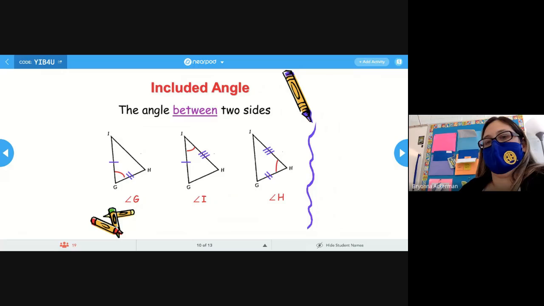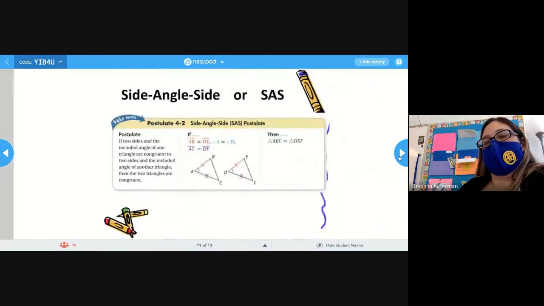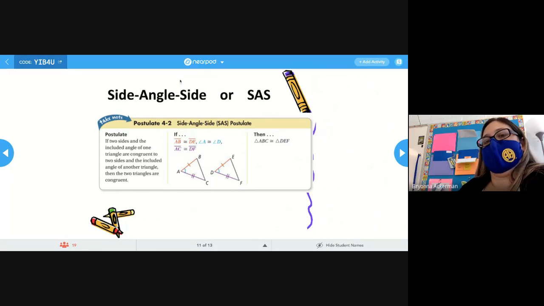Okay. All right, that's important because our next rule is side, angle, side, and it has to follow that pattern. The S has to come first, the side, then the angle's in the middle of another side. So that's why this included angle is important. So if I have two sides and an included angle on one triangle that are congruent to two sides and the included angle of the other triangle, then I can actually say that these triangles are congruent because of the rule SAS. Okay?